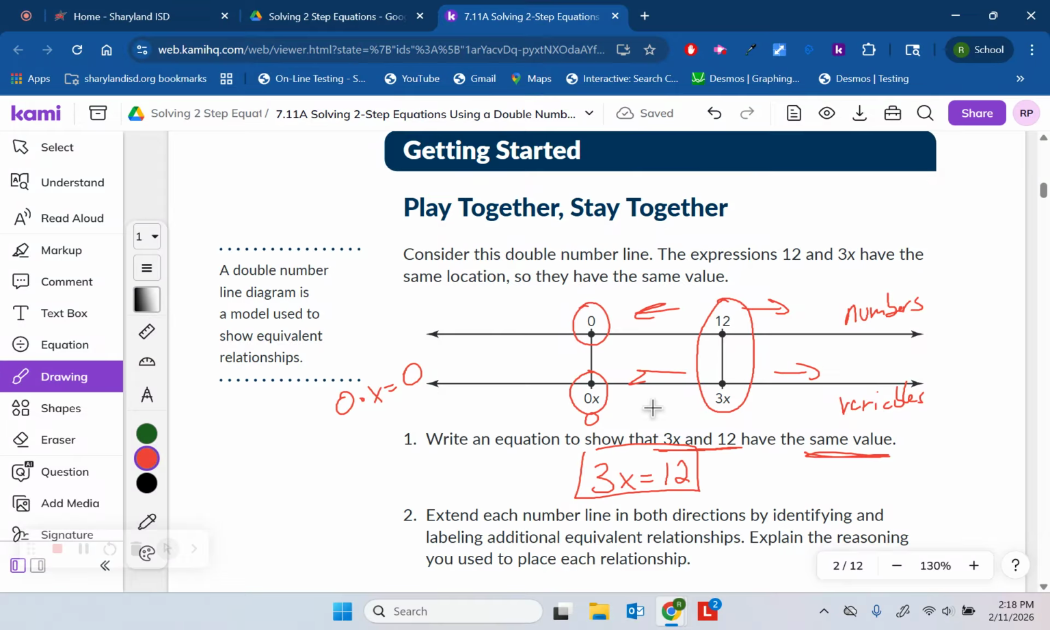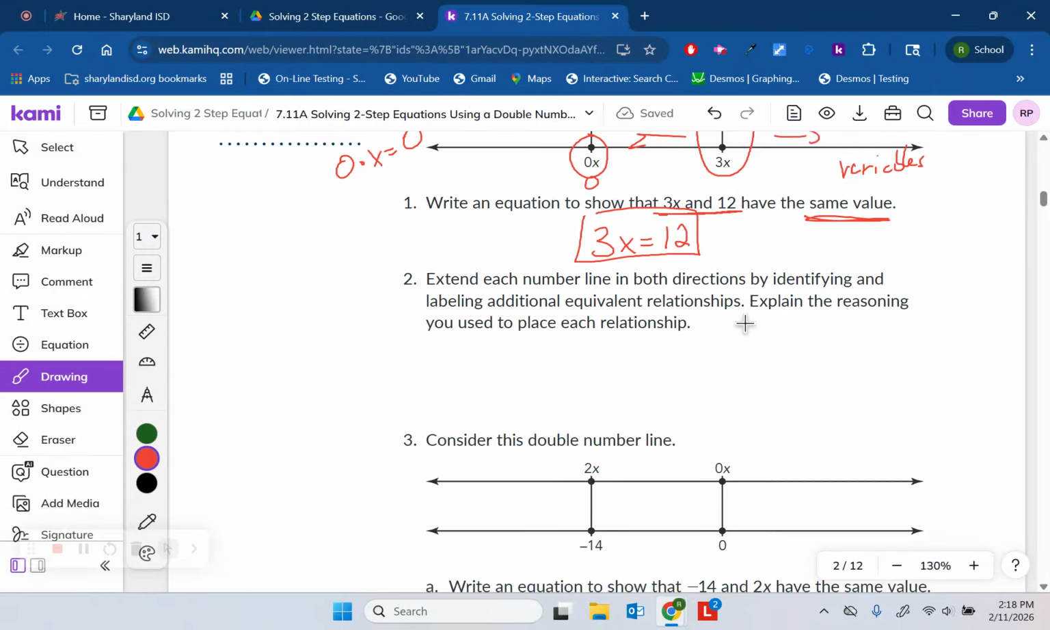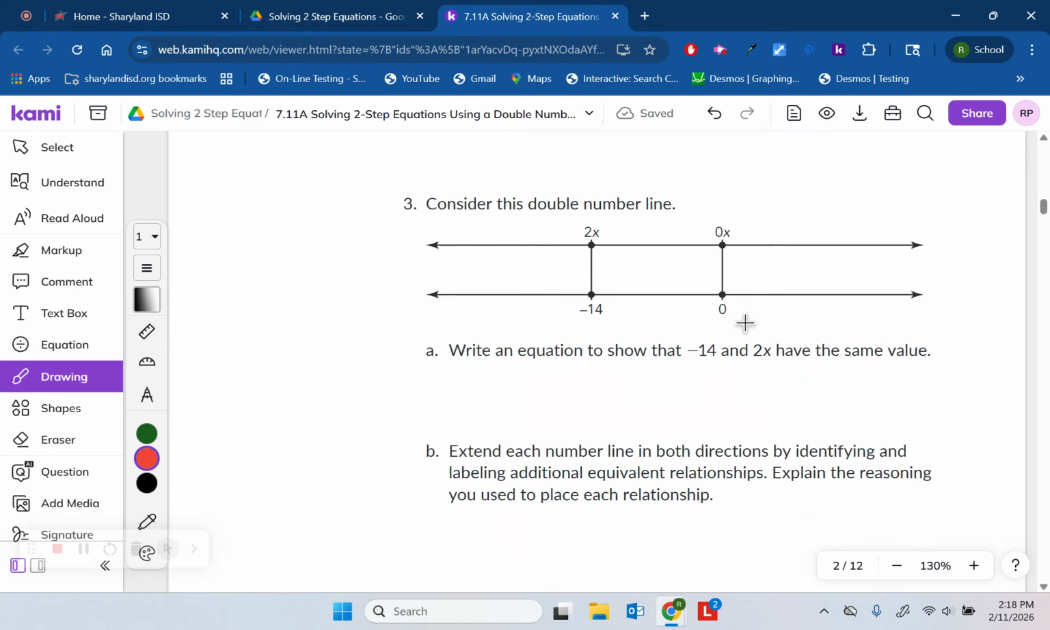So we're going to use this double number line to model that. As we keep going down, the directions say to extend the number line, but we're not going to go there. I'm just going to go to the main parts of it. If I come out here, what do we know? These two are equal, because I already said that 0 times any x value is 0. So 0x equals 0.